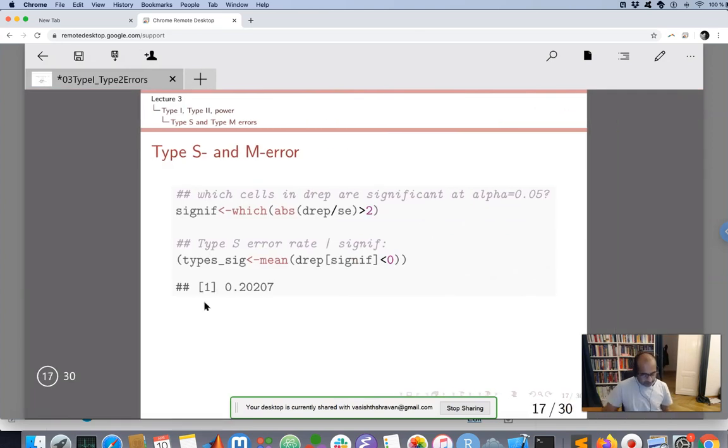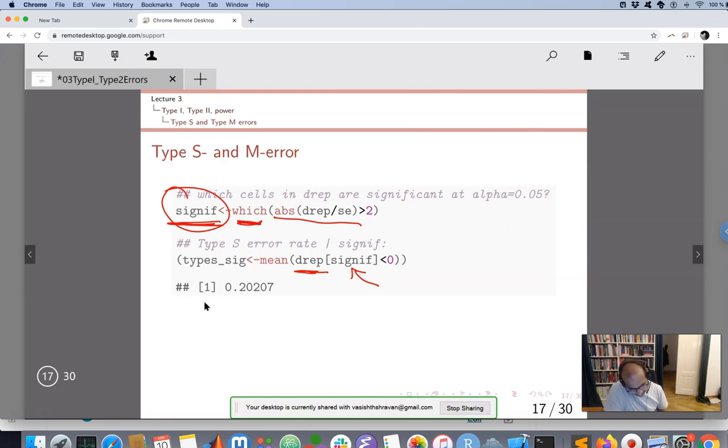Okay, so anyway, now I can again figure out which of those drep values are statistically significant. Again, all I'm doing is computing the absolute observed t-value and figuring out which of those drep values is giving me a significant result. And so what I can now do is look at the drep vector and find all the cells in that vector that match the significant effects, right? So what am I doing here?